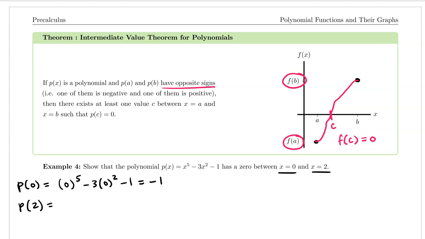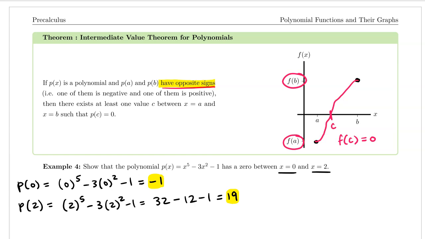If we evaluate p of 2, that is going to be 2 to the fifth power minus 3 times 2 squared minus 1. 2 to the fifth power is 32, minus 3 times 4 is 12, and then minus 1, so that's going to be 19. So notice that one of our output values is negative and one of our output values is positive. So we've met this condition that they have opposite signs.